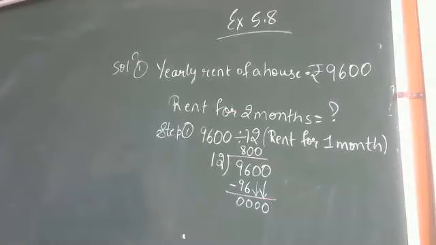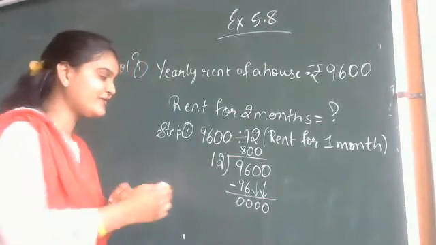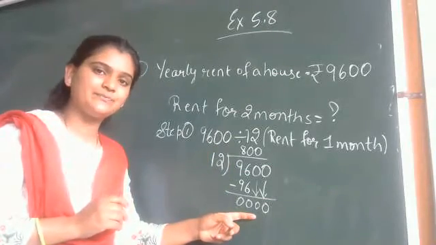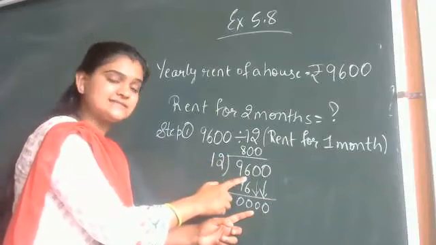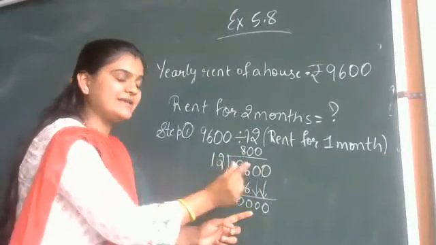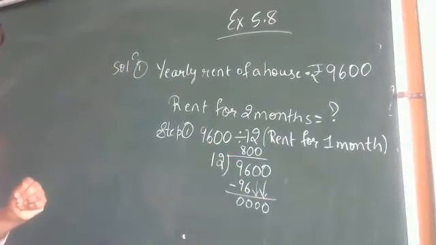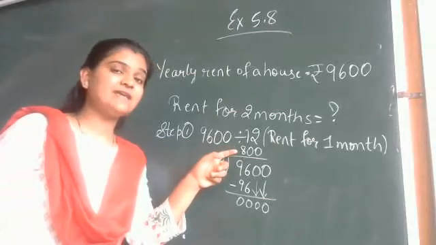Yes. So here, if you want to verify also, how we will verify? Divisor into quotient plus remainder. See here, 12 8s is 96. Two zeros will be kept as it is. So our answer is correct. So for 1 month it is 800 rupees. For 1 month we have calculated.